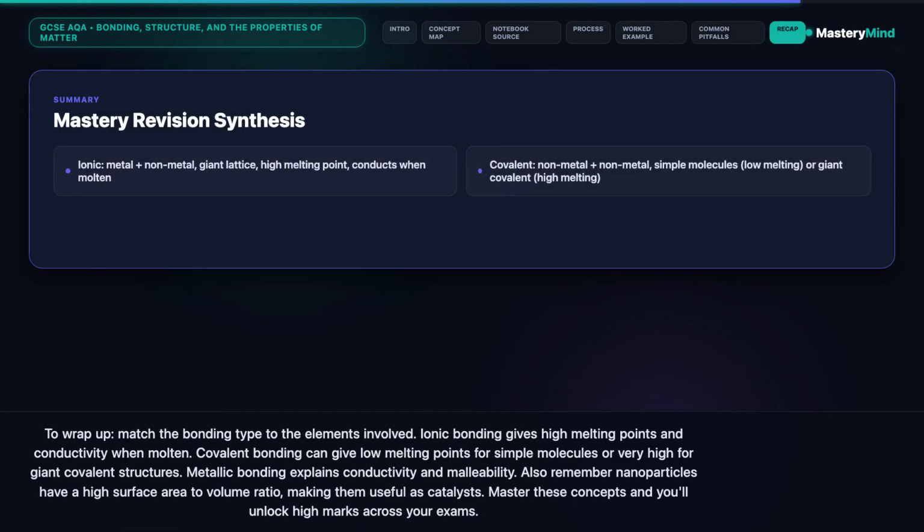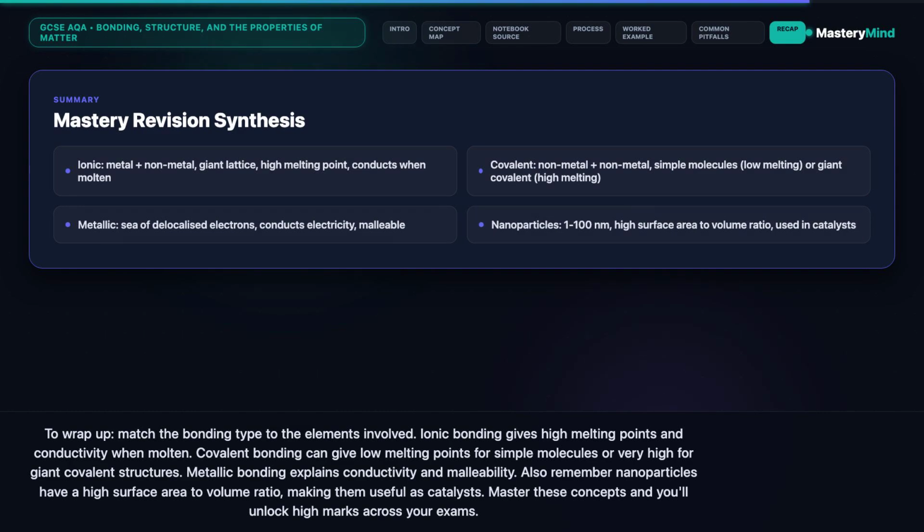To wrap up, match the bonding type to the elements involved. Ionic bonding gives high melting points and conductivity when molten. Covalent bonding can give low melting points for simple molecules or very high for giant covalent structures. Metallic bonding explains conductivity and malleability. Also remember nanoparticles have a high surface area to volume ratio, making them useful as catalysts. Master these concepts and you'll unlock high marks across your exams.